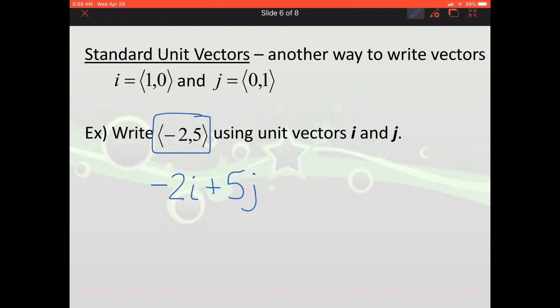And again, if you notice, the i goes with the first component and j goes with the second component, always. Keep the sign of the numbers, there's no comma, and there are no brackets. So this is the correct notation using i and j.